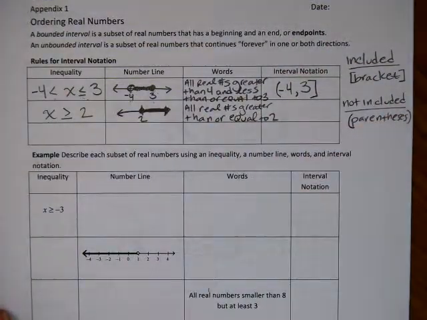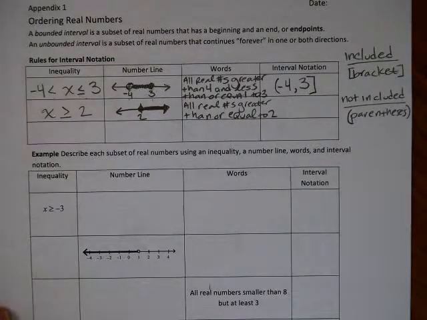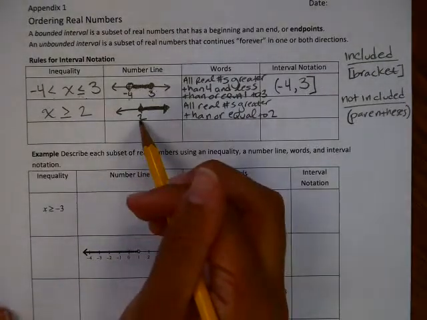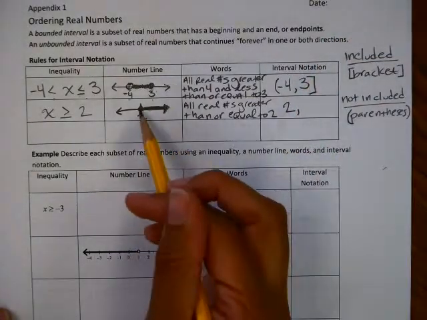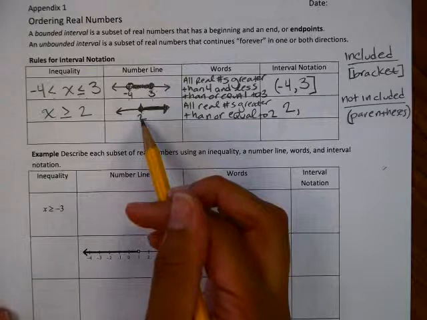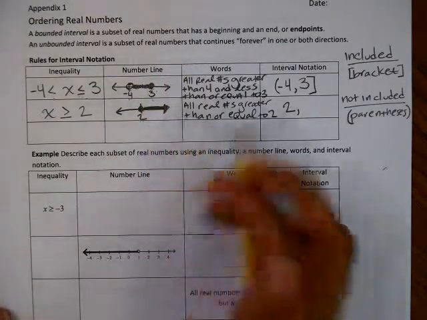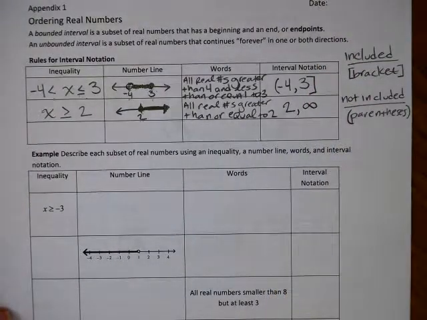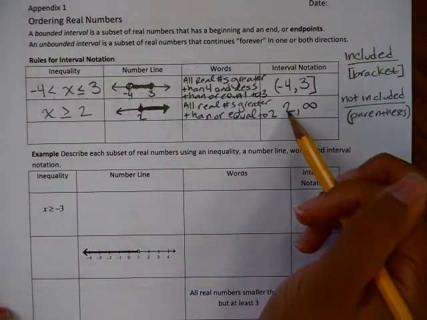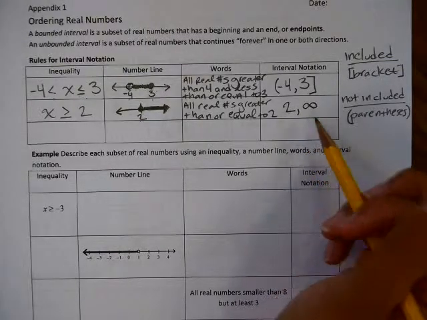What about the interval notation? Well, what is the very first number that is shaded? In this case, it's a 2. What is the very last number that's shaded? Well, this shading doesn't stop. It keeps going forever. So we write infinity. So the shading starts at 2 and it ends at infinity, or it never ends.